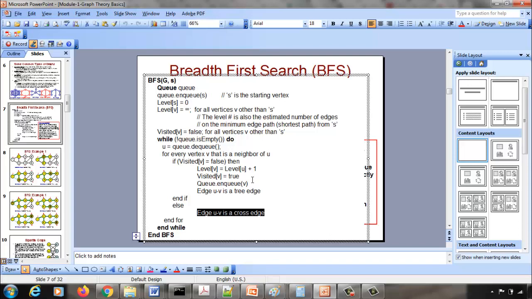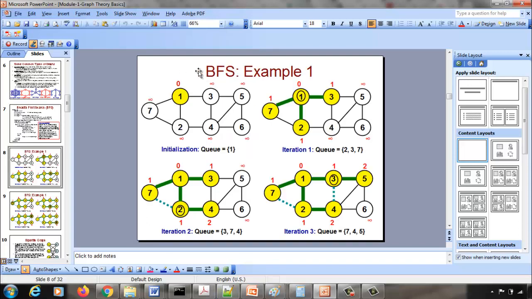So let's see what we do here. Vertex 1 has 3 neighbors, 2, 3 and 7. None of them have been visited, so you can visit each of these neighbors. You color them yellow, and the level number of each of these is one more than the level number of vertex u, which is vertex 1, the starting vertex. You label these edges as tree edges because 2, 3 and 7 are visited for the first time, and you also enqueue them to the queue.